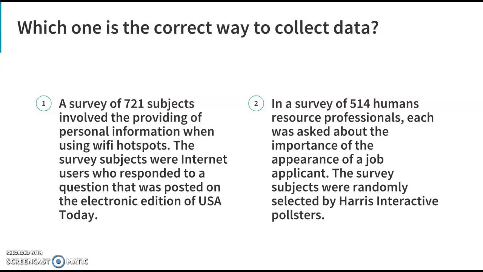Okay? So, number 1, they posted it to the internet. So people, when they're scrolling, could keep scrolling, or they could choose to answer that. Voluntary response bias. Also, they'll have non-response bias as well. Number 2, how were the subjects collected? Randomly. Okay, so the correct way to collect data, make sure it is random.